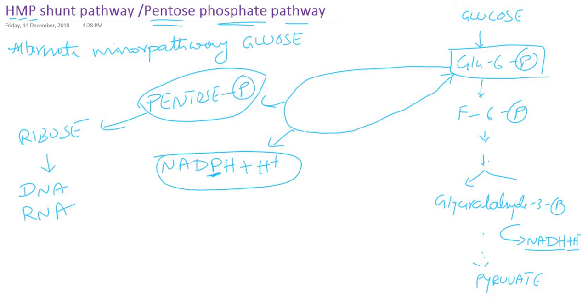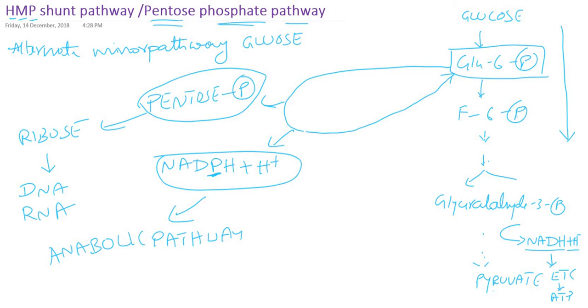The NADH plus H plus from glycolysis goes to the electron transport chain and produces ATP, so that is a catabolic pathway. But this NADPH plus H plus is utilized in anabolic pathways, which I will explain again in the significance of the HMP pathway. That means this NADPH is utilized for fatty acid synthesis and for the synthesis of cholesterol. From cholesterol, all steroid hormones are synthesized.